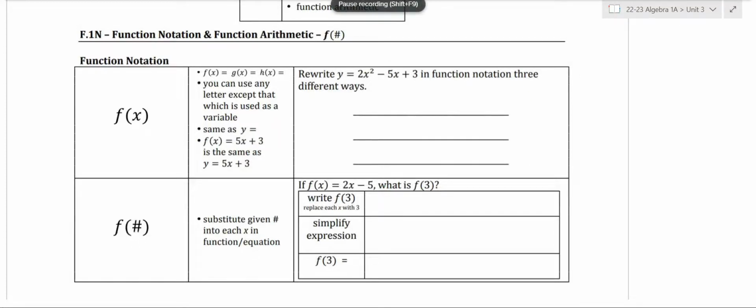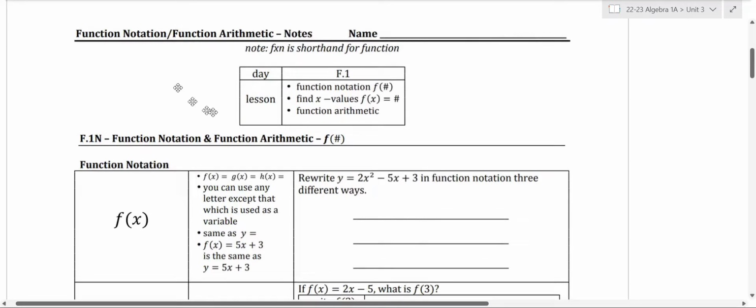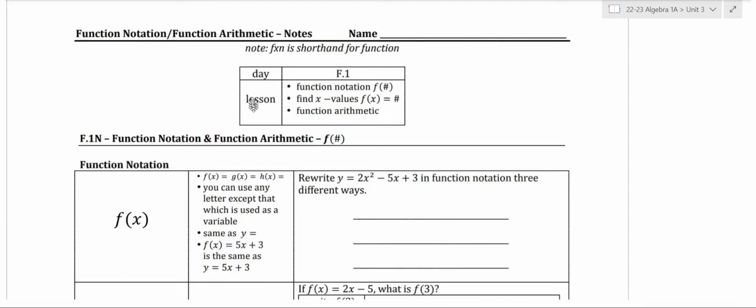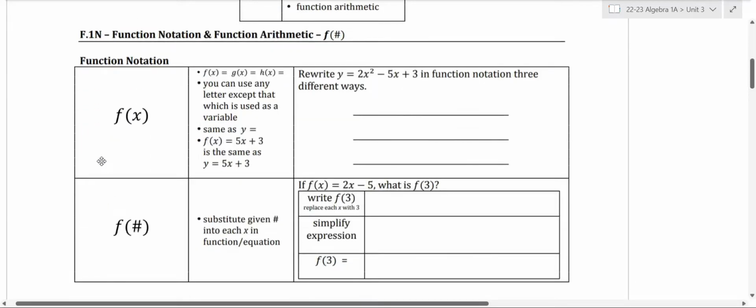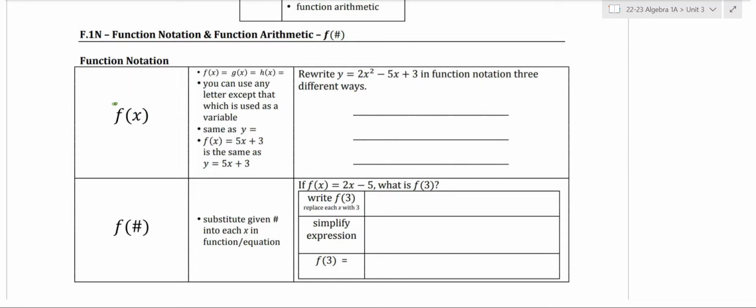I'm going to explain to you function notation, in particular f of x and how to solve for x and how to solve for f of x. So the first thing you need to understand is what this f of x means, okay?